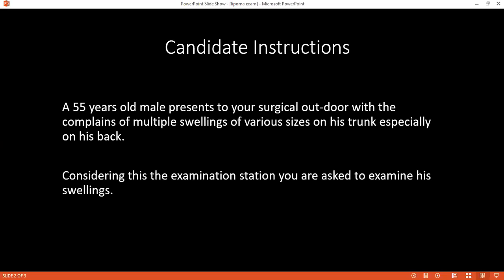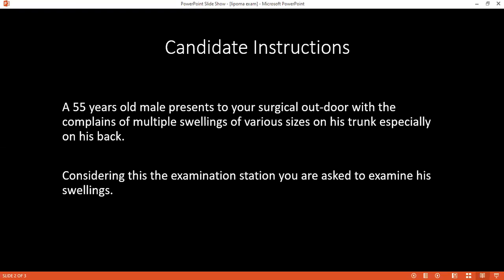Depending on the site where it is on the back, I will make the patient move that muscle, contract the muscle, and I will check for the mobility of the swelling. Then I will check for any pulsations of the swelling by using two fingers. Then I will go for percussion of the swelling.